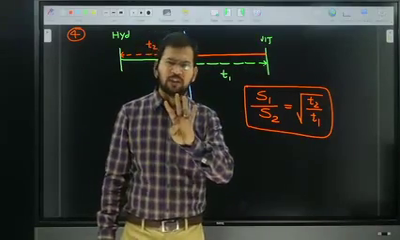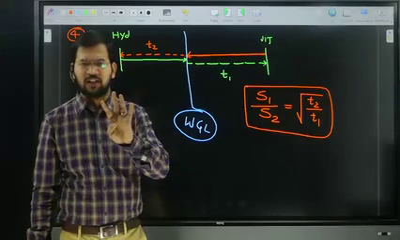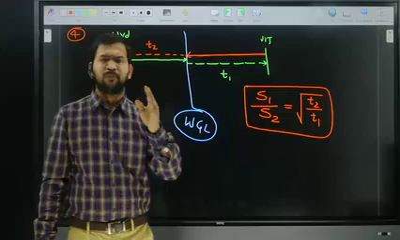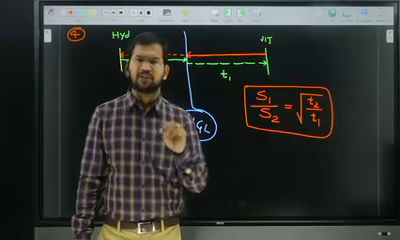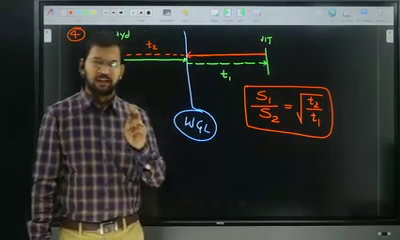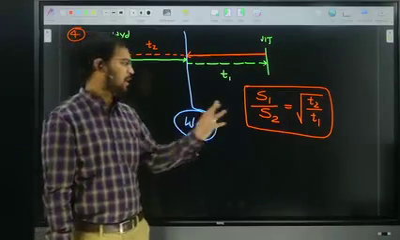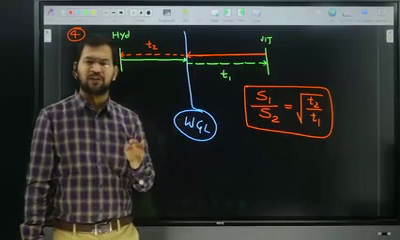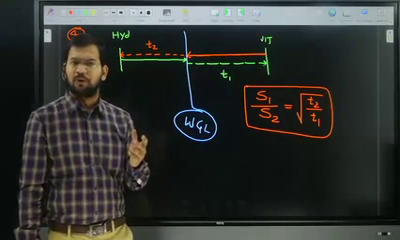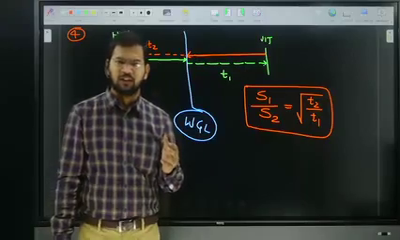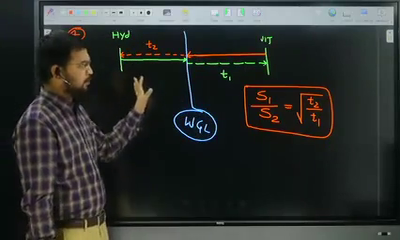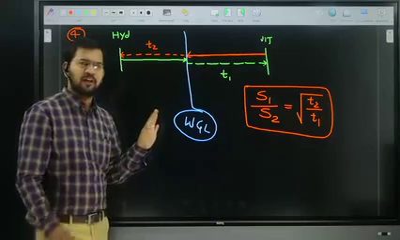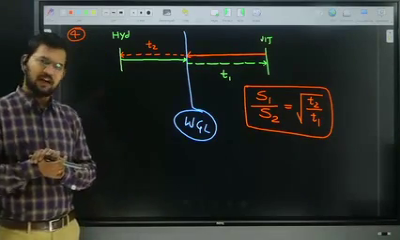Here a total of four variables are there. Out of four variables, if they give any three, they may ask the fourth. That is the first possible question in the exam. The second possibility, sometimes they provide the speeds ratio and ask the times ratio. Sometimes they provide the times ratio and ask the speeds ratio. Total three possibilities are there. Just make a note. This is the fourth point and the last point regarding problems on trains. Very good.